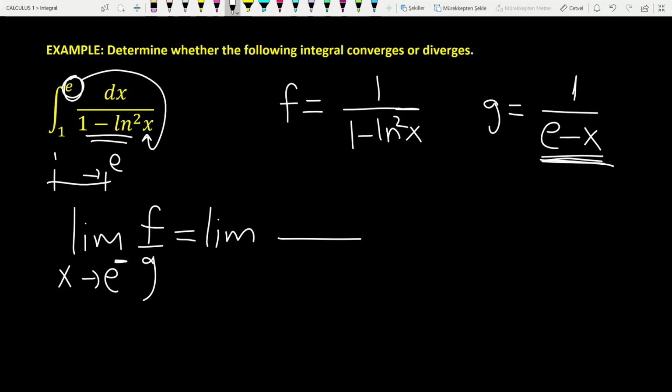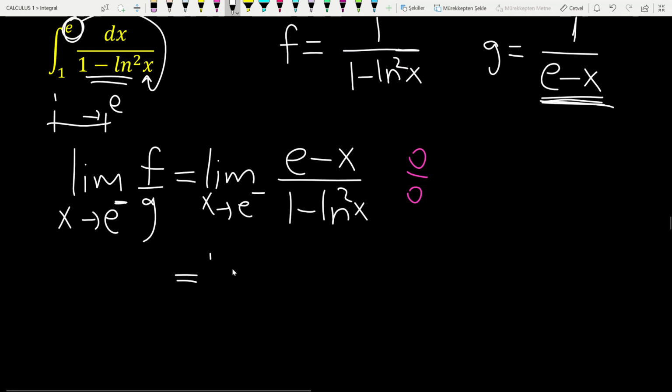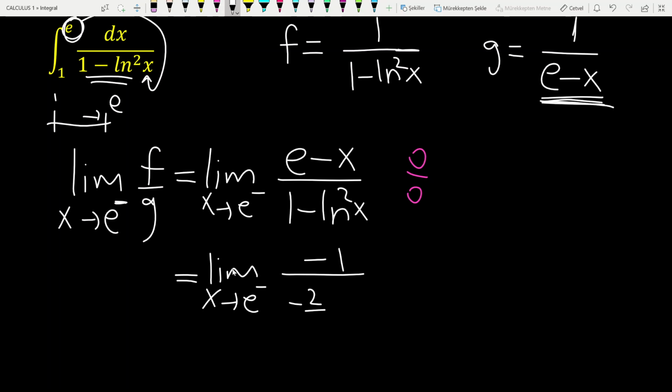So f over g becomes (e minus x) over (1 minus ln square x). When x tends to the number e from the left, as you see, you have the 0 over 0 case, right? This is why you have to apply L'Hopital's rule. When x tends to the point e from the left, the derivative of the numerator is equal to -1, the derivative of the denominator is equal to -2 ln x over x. When x tends to the point e, you have e over 2.